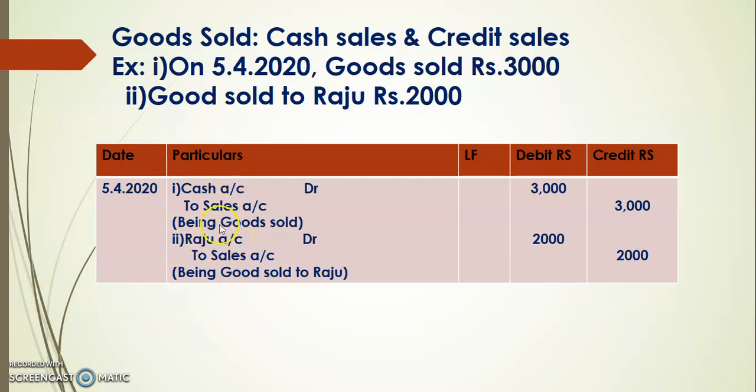So you have to differentiate between cash sales and credit sales. At the time of cash sales, you have to debit the cash account. At the time of credit sales, you have to debit the person account. Okay, so Raju, Ramu, like that.